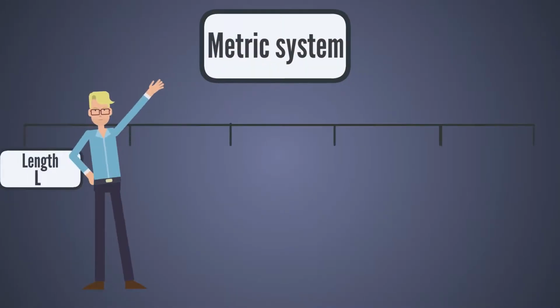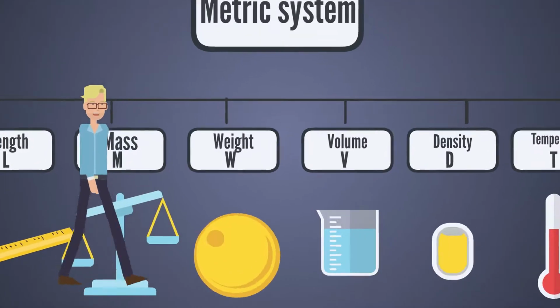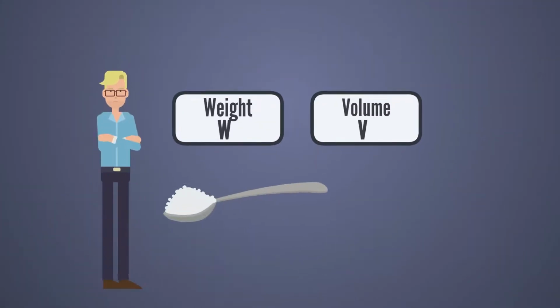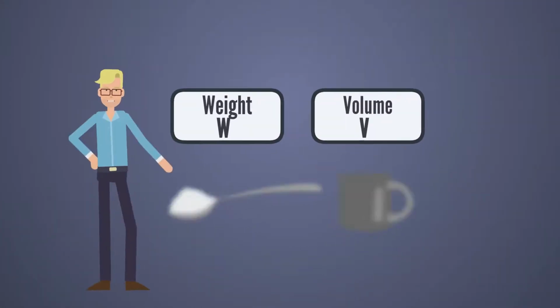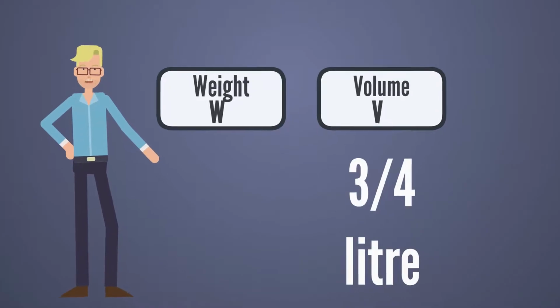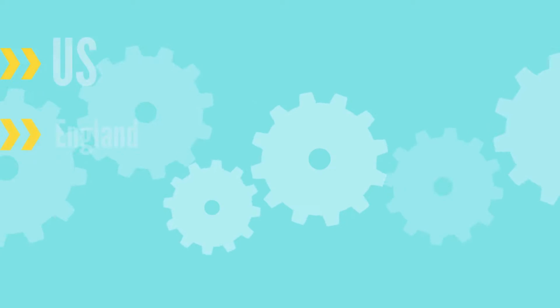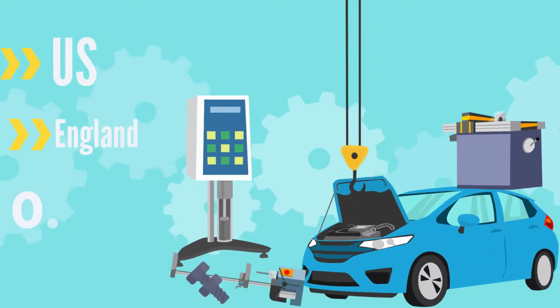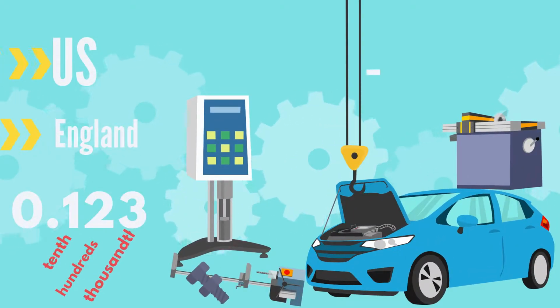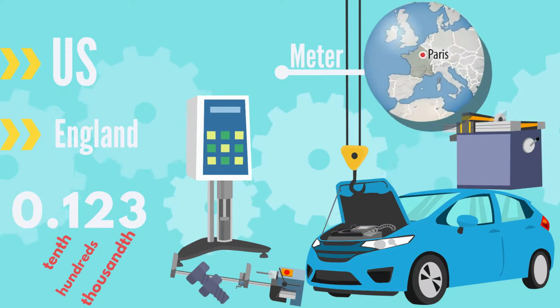In countries like the Netherlands and Canada that use the metric system, recipes are often still given in teaspoons and cups or with fractional equivalents, 3/4 of a liter or 1/3 of a kilogram. But like the US and England, machine parts that have the need for exactness past the 10,000th place are based on the meter near Paris.